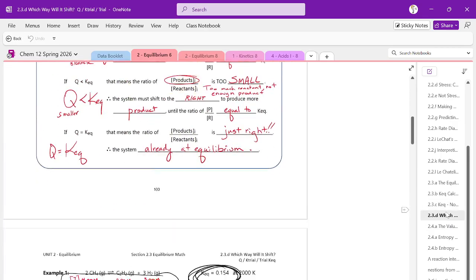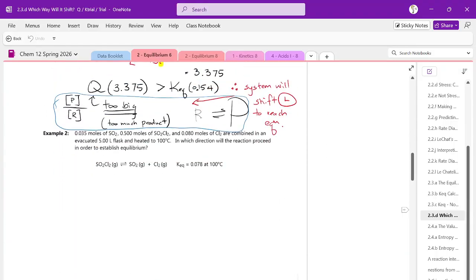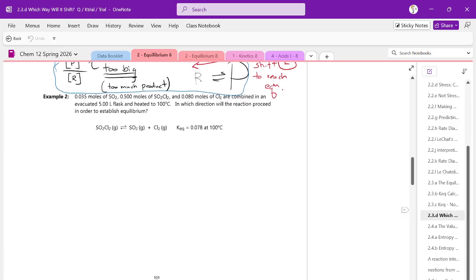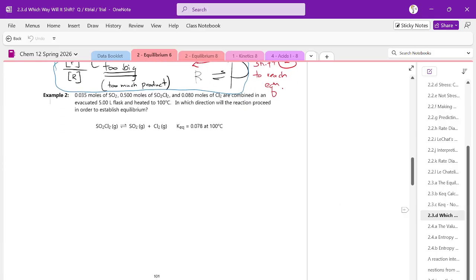Okay, so when last we left, we had done example number 1 on page 101. I don't think we need to do example 2.